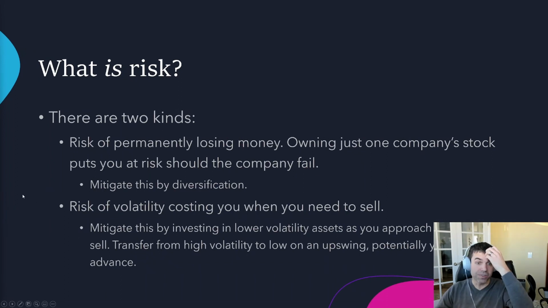So what is risk? Well, there are two kinds. There's risk of permanently losing money. Owning just one company's stock puts you at risk should the company fail, for example. So I buy Microsoft, Microsoft goes out of business, Microsoft shares are worthless. That's a risk. You mitigate this by diversification. So this is very much in your control.